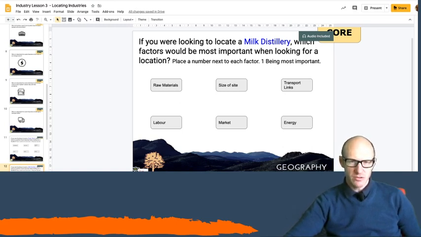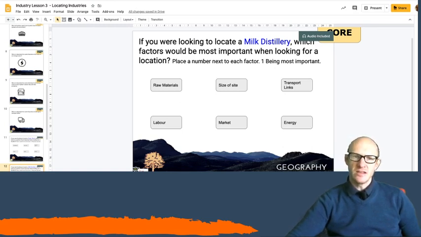Where you get your raw materials from, the size of the site for your milk distillery, the transport links, where you get your workers from, where you're going to sell your products, how far away you are from that in your market, and whether you need lots of energy to do it. What are the most important? They may be all important, but which ones are the most important?